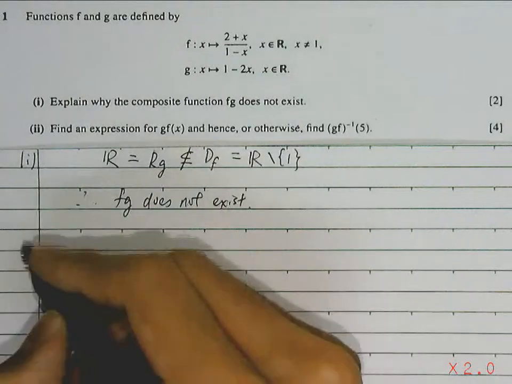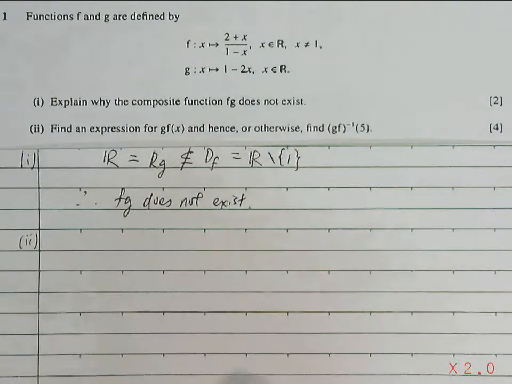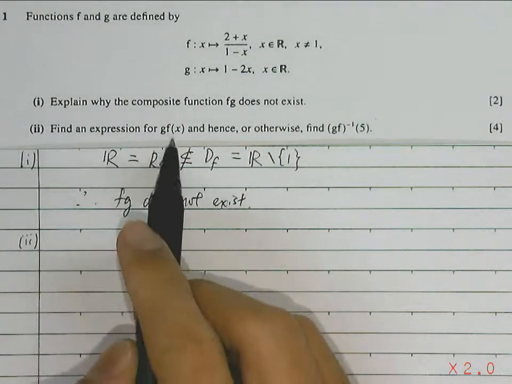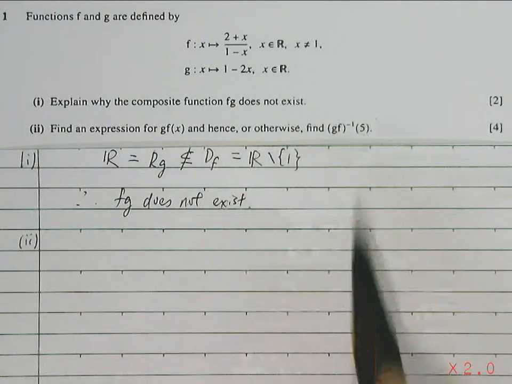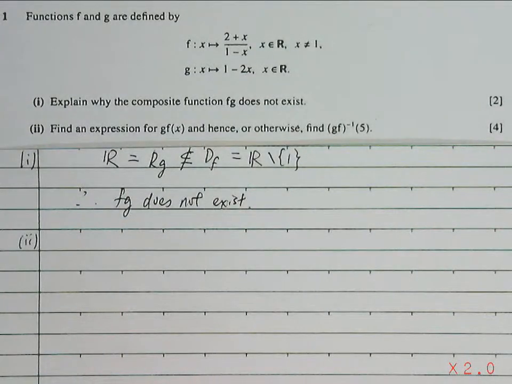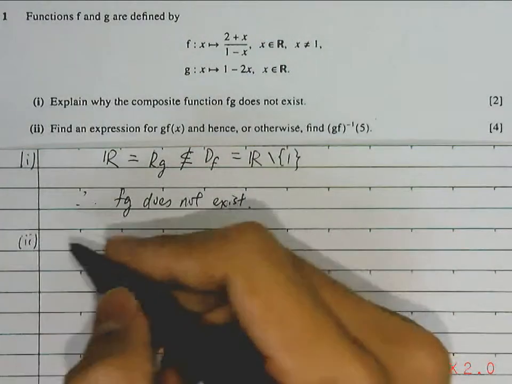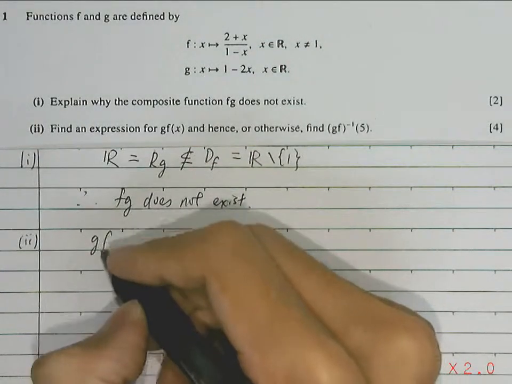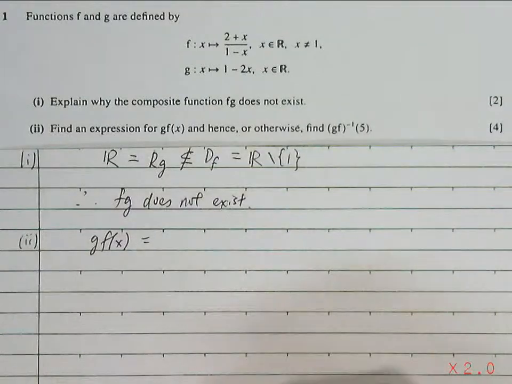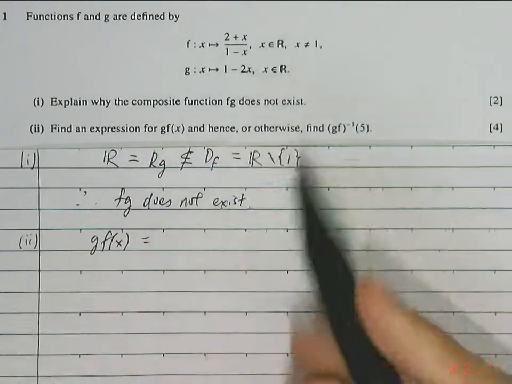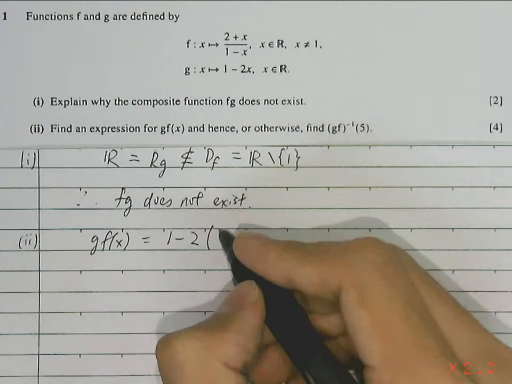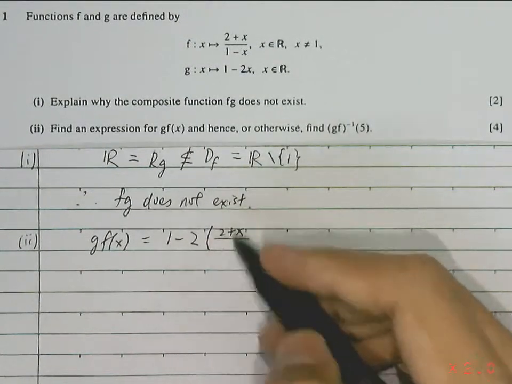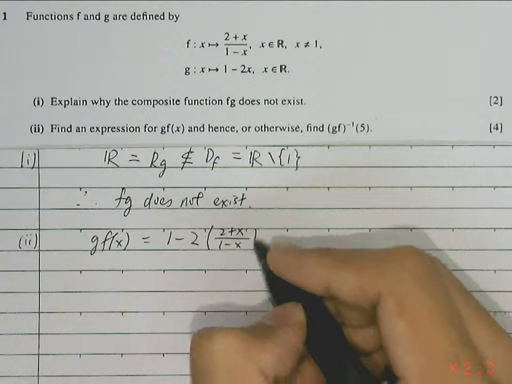As for part 2, find an expression for gf(x), hence or otherwise find gf inverse of 5. So first we have to find gf(x). To find this, we have to sub function f(x) into function g. So g is 1 minus 2x. Our x will become function f, so it will become 1 minus 2 times (2 plus x over 1 minus x).